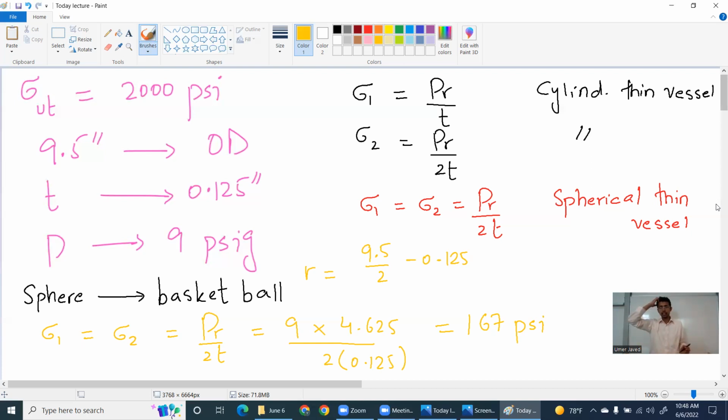We had a discussion at the end, so that's why I thought that I should be specific. Hoop means circumferential. Longitudinal means along the length, along the axis of the Coca-Cola can wall. Then for spherical, our stress 1, that is the circumferential, and stress 2, that is the longitudinal, both of them are PR over 2T.